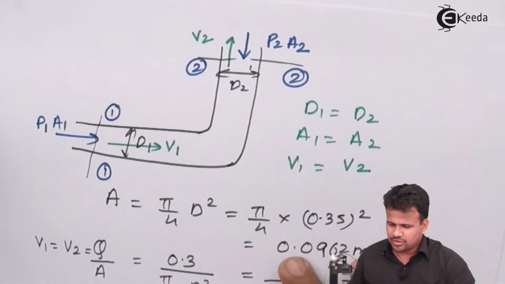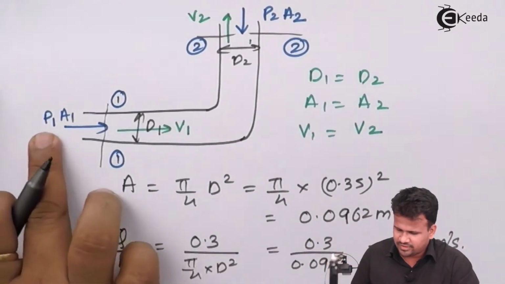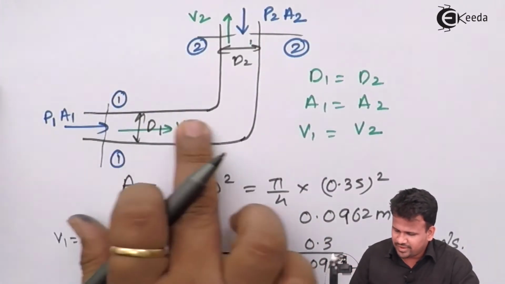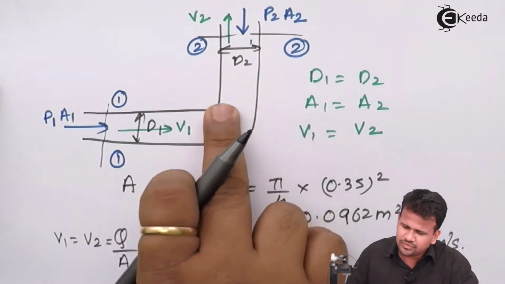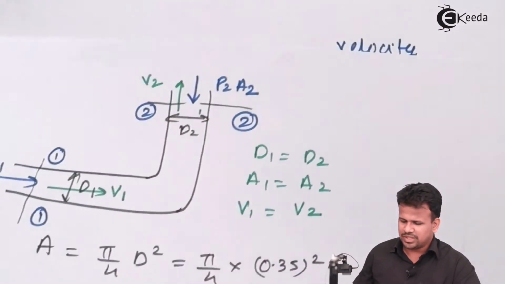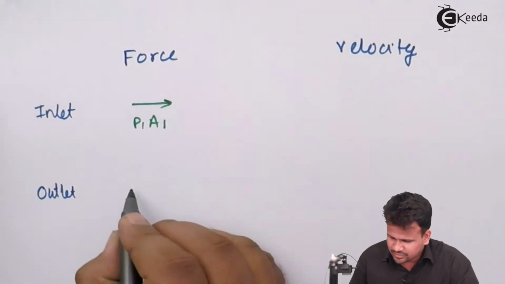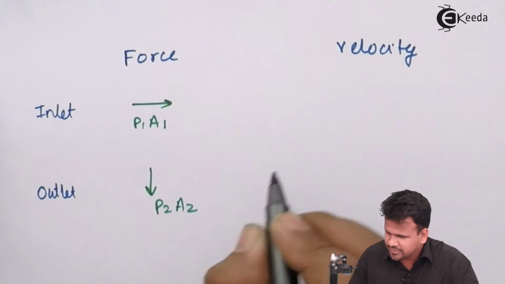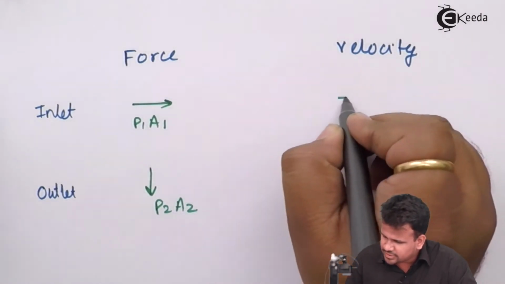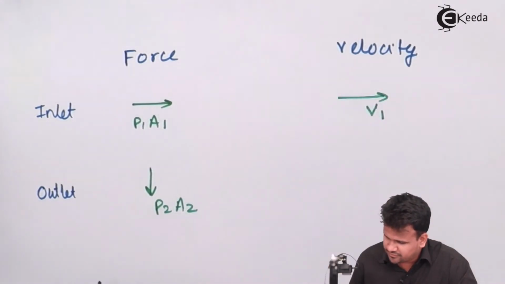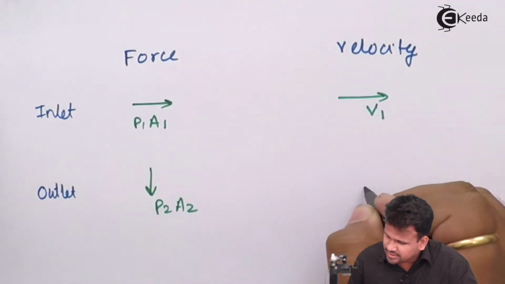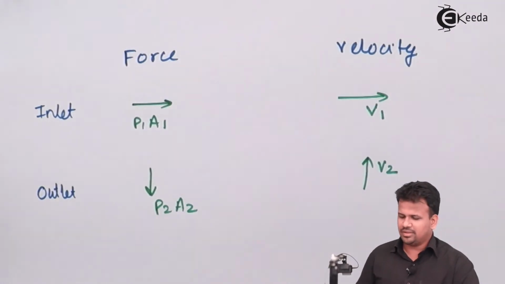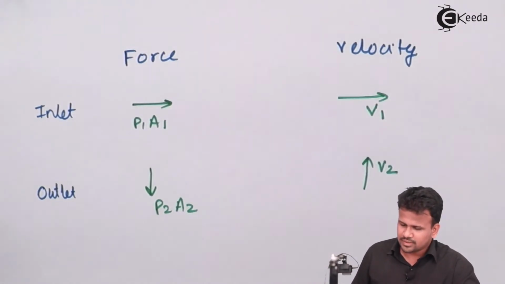Let us see all the things which we know over here. P1 A1 is the force at the inlet, P2 A2 is the force at the outlet which is going downwards, V1 is going towards right at the inlet and V2 is going upwards at the outlet. So let us draw this. At the outlet, this is coming down, this is P2 A2. The velocity at the inlet is horizontal, so this is V1, and the velocity at the outlet is V2. So we have drawn the entire diagram.